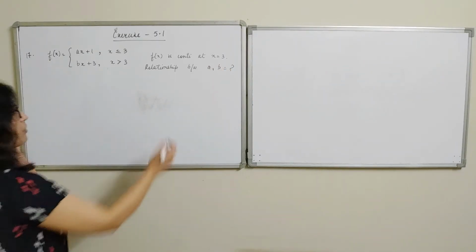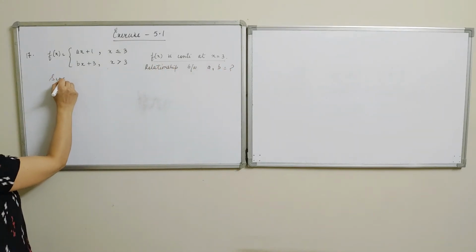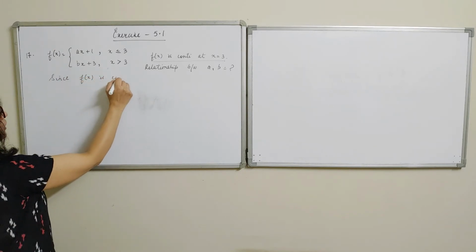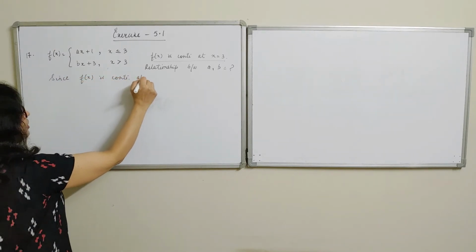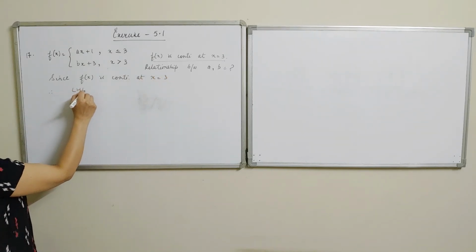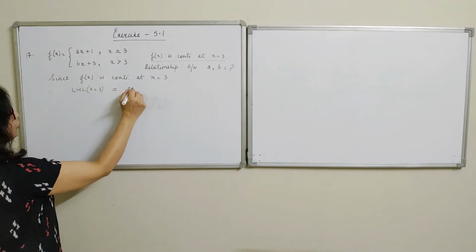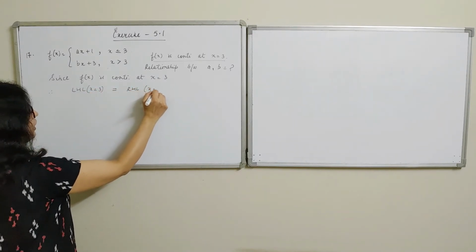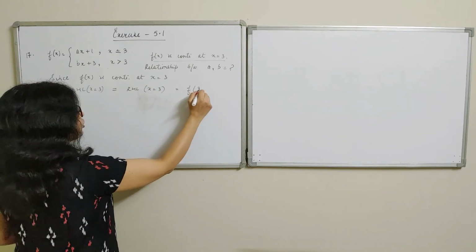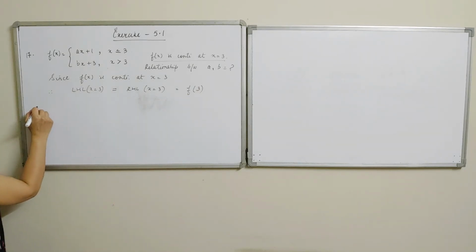Now the basic thing we are given here is that the function is continuous at x is equal to 3. Since f(x) is continuous at x is equal to 3, therefore the left hand limit at x equal to 3 should be equal to the right hand limit at x equal to 3, and this should be equal to the value of the function at the point 3. Okay, so let us find out here LHL.